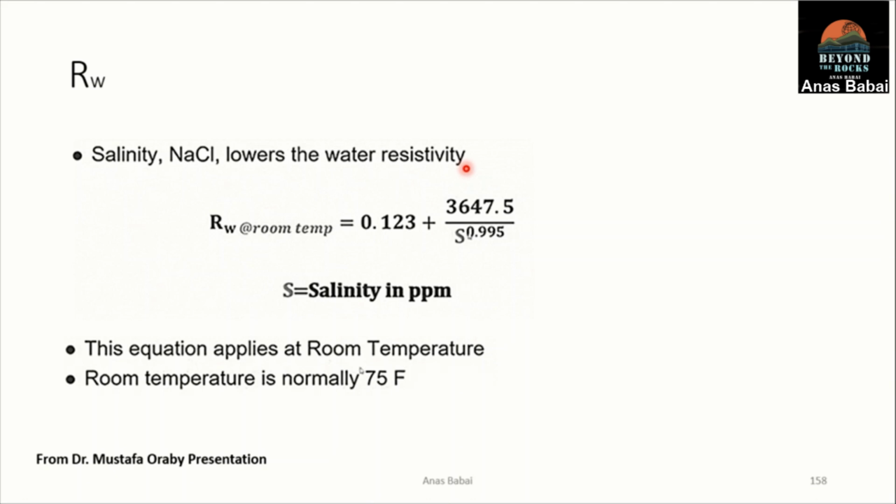For example, you can see in this equation that the resistivity of water at room temperature is inversely proportional to the salinity. So if the salinity increases, the resistivity will decrease, and the opposite, if the salinity decreases, the resistivity will increase. So with this equation, if you know the salinity, you can easily calculate the resistivity at room temperature.